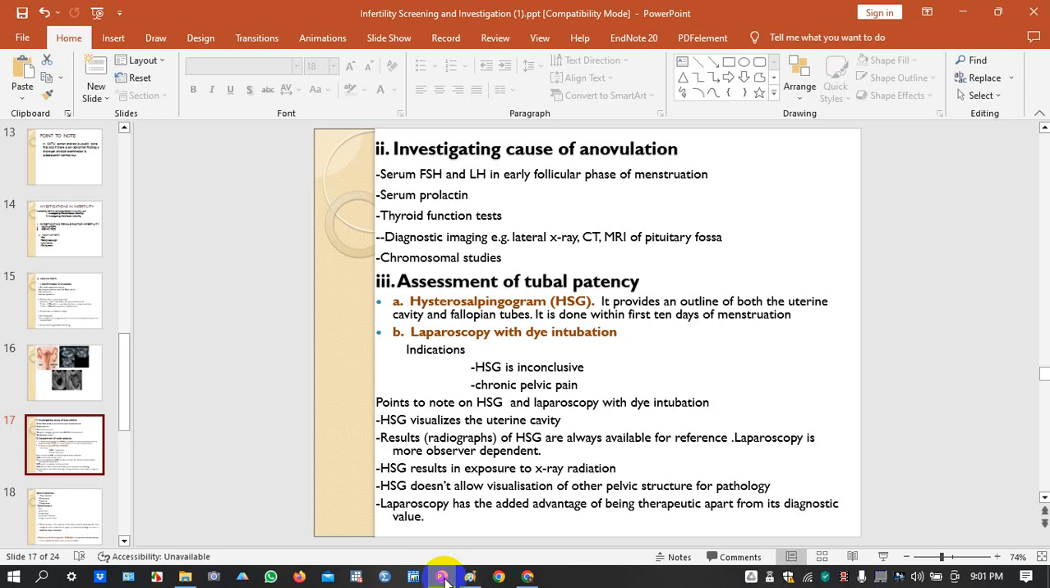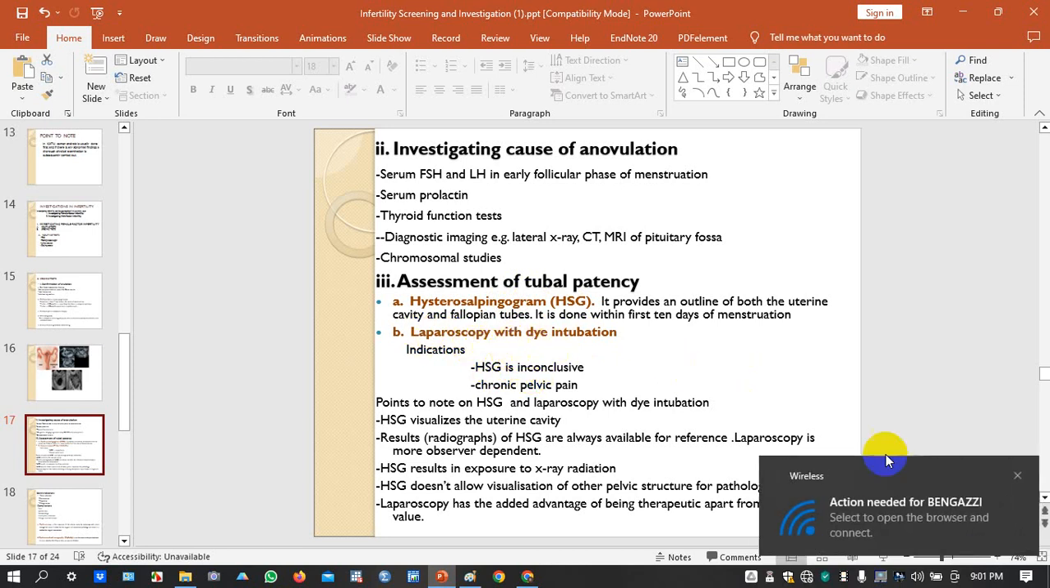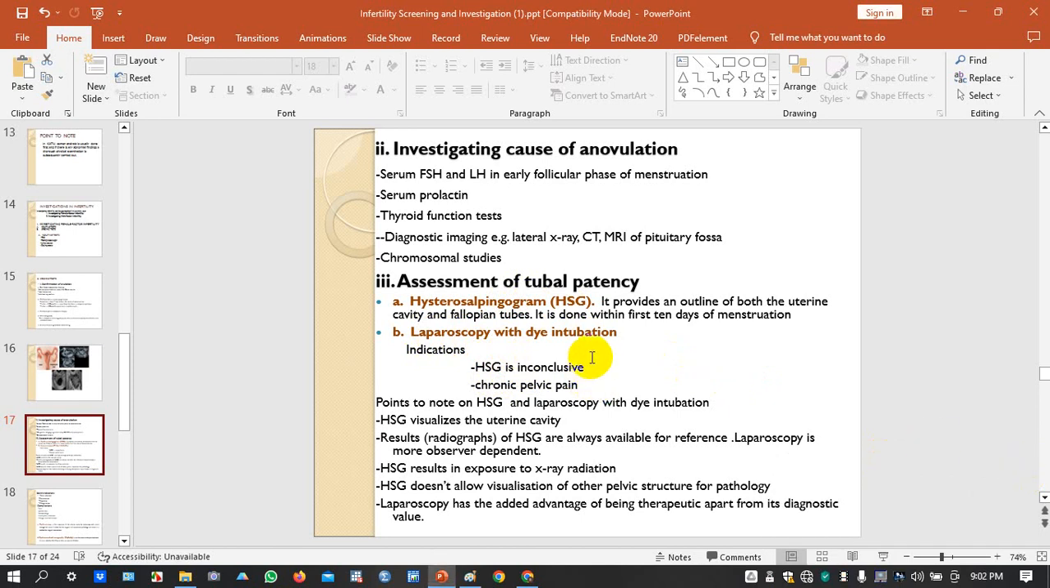So like I said, hysterosalpingogram is where you give the woman a dye so that you will be able to see the uterus and also the fallopian tube in a graphical format and see whether there is any blockage. And this is done in X-ray. Laparoscopy with dye intubation means that you are going to do a surgical procedure where you put the dye in the tubes, so that you can visualize her uterus and fallopian tube well.